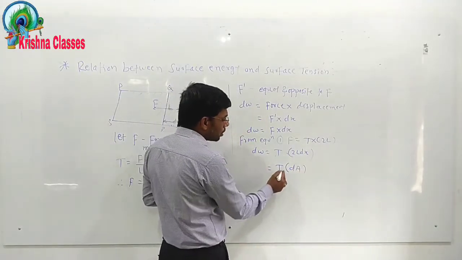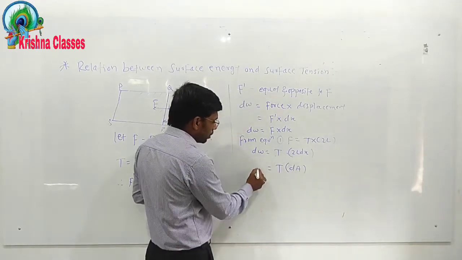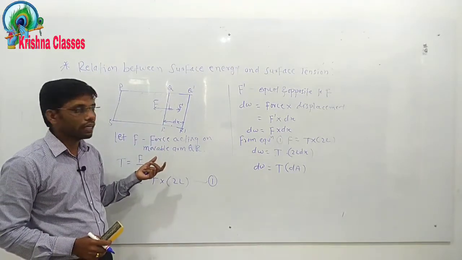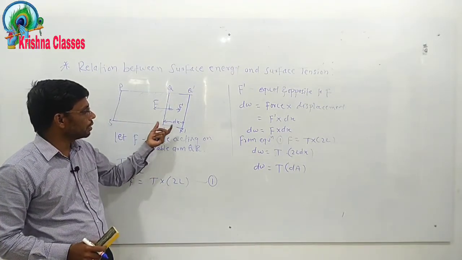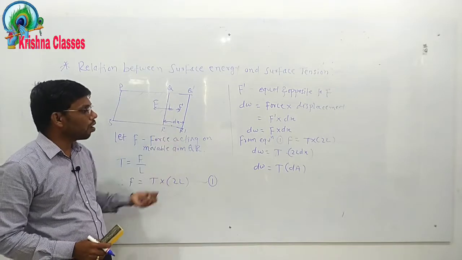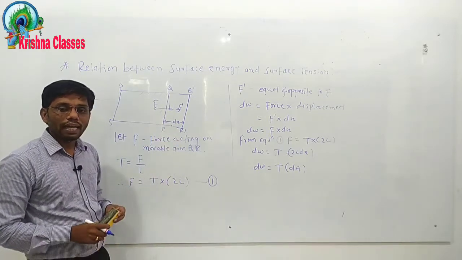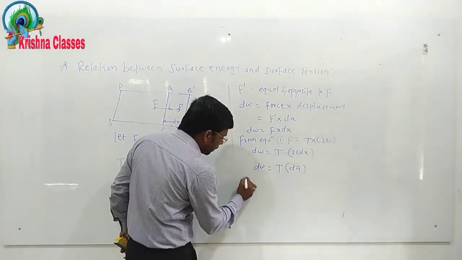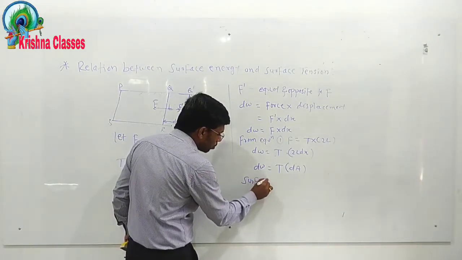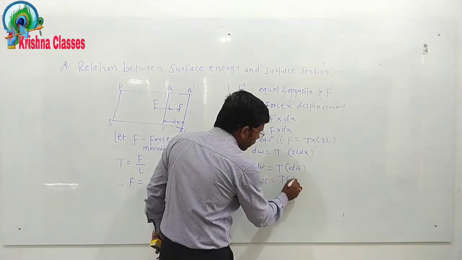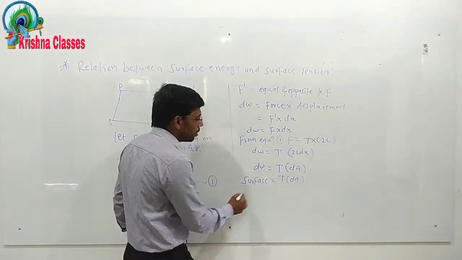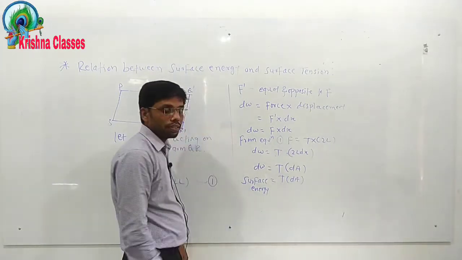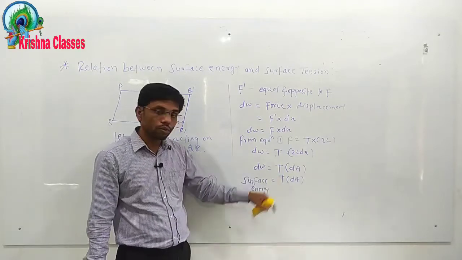Now this T into dA is the work done, and this work done is stored in the increase in area dA in the form of potential energy, and that potential energy is nothing but the surface energy. Therefore we can write surface energy is equal to T into dA. So this is the relation between surface energy and surface tension.